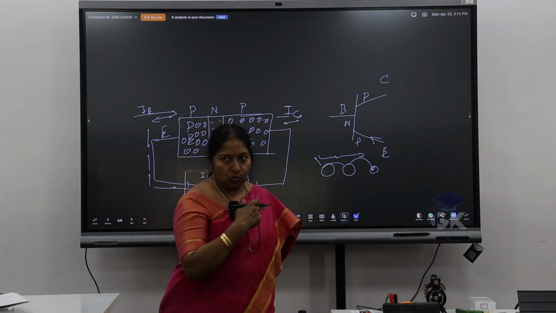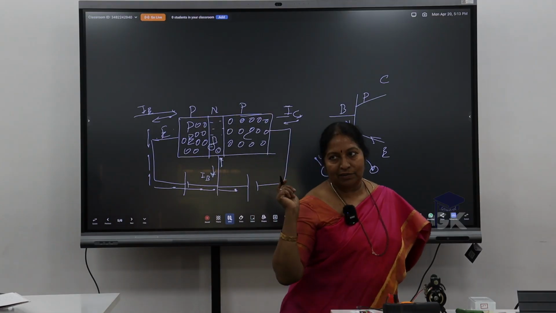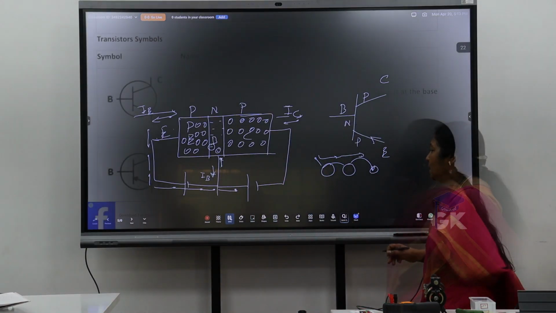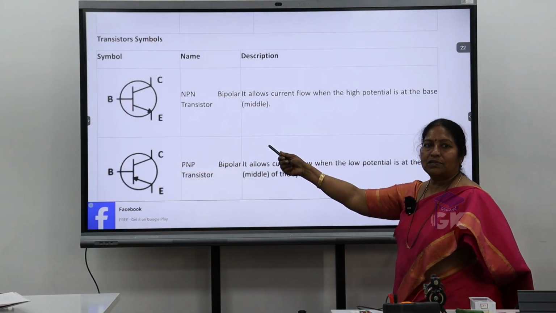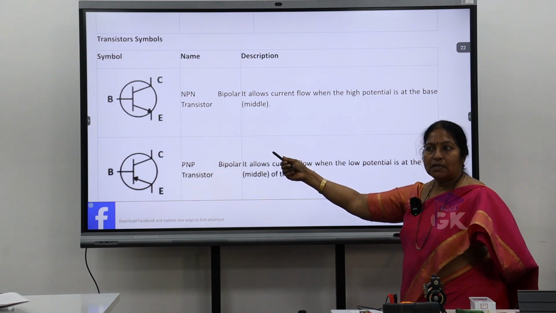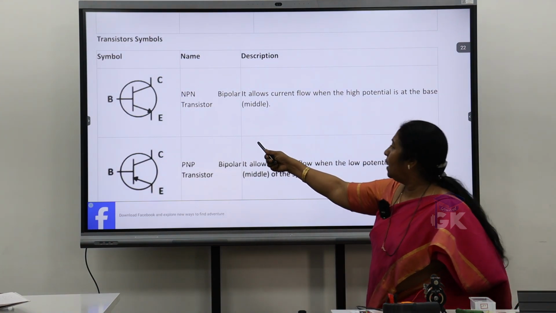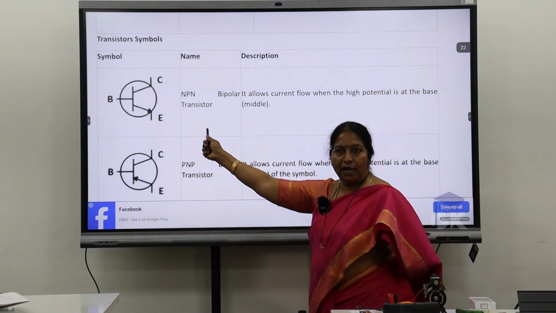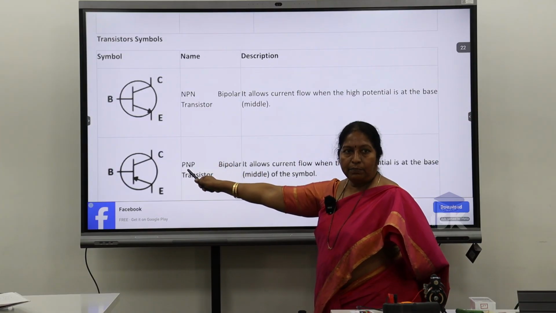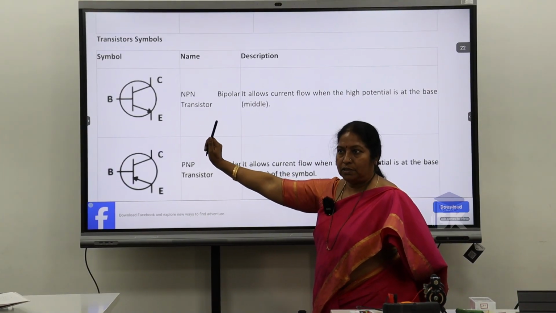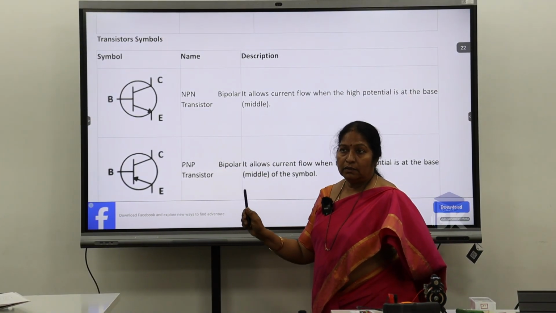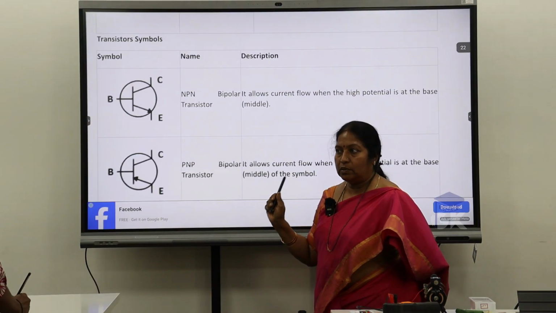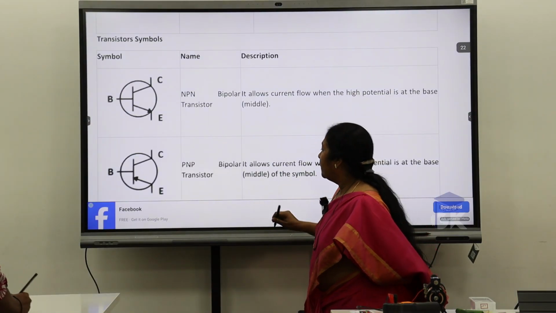Is it clear? To make you understand that, I did all these things. You can see the transistor terminal symbol. NPN, emitter current is away. PNP, emitter current is towards. This is a very important symbol which you have to learn. Okay. Next.